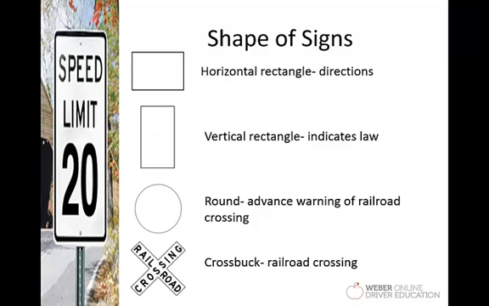Horizontal rectangle, it means it's longer than it is tall or wider than it is tall, is for directions. A vertical rectangle, which is taller than it is wide, indicates a law, and we'll see some of the details of those. A railroad crossing is always round, okay? R for round and R for railroad. And the railroad is also, you can see it sometimes in this crossbuck, X railroad crossing.